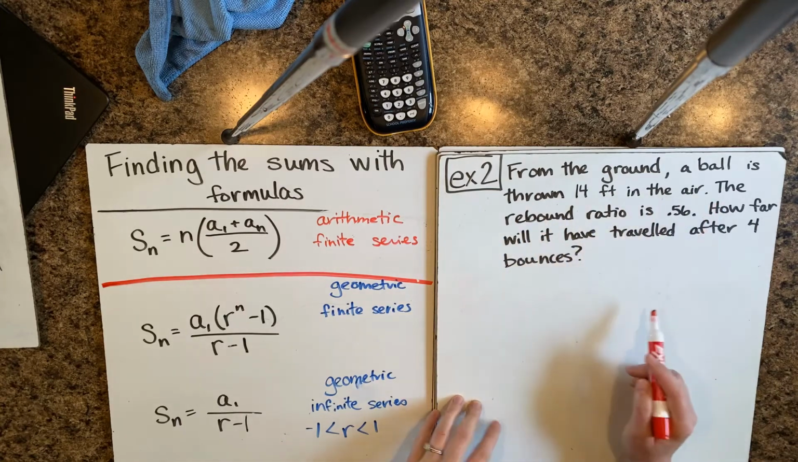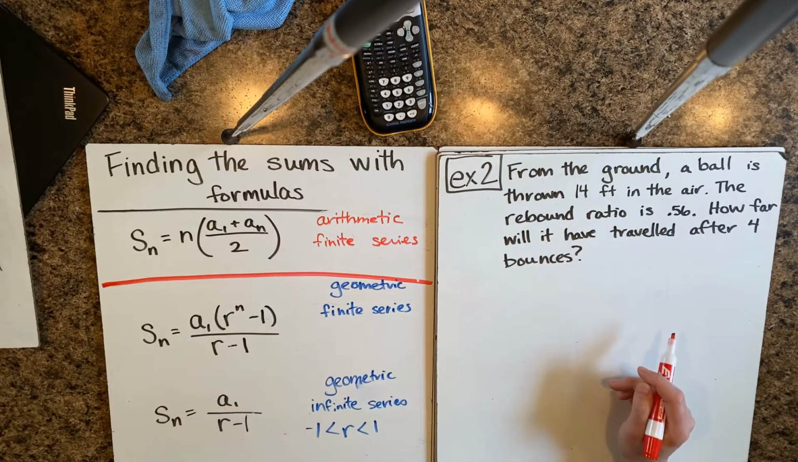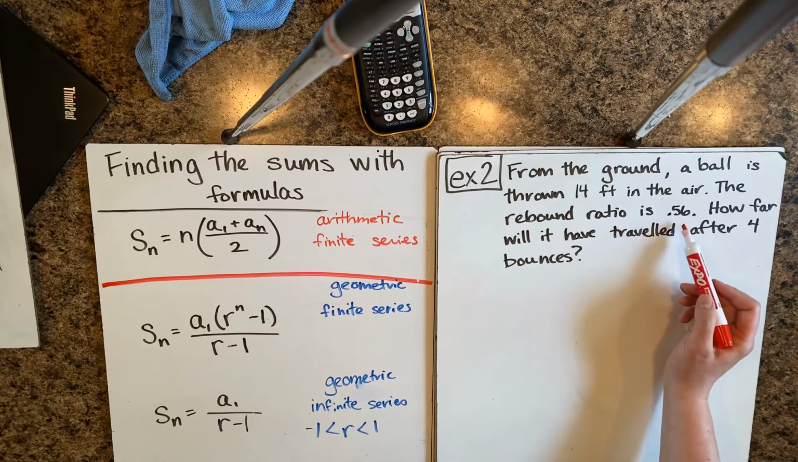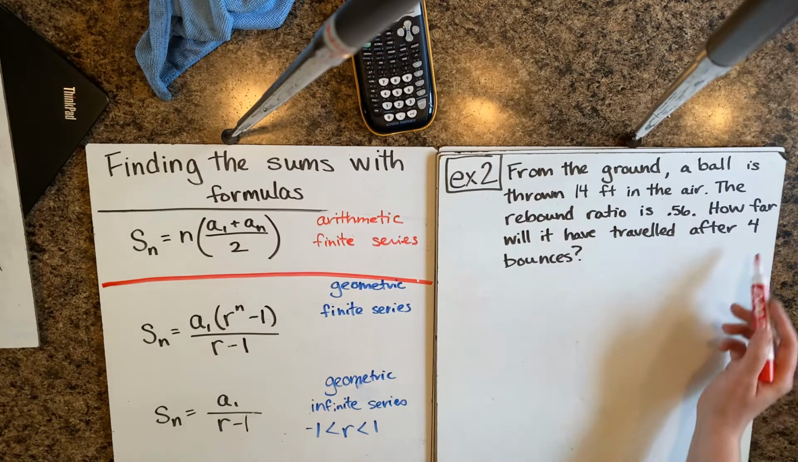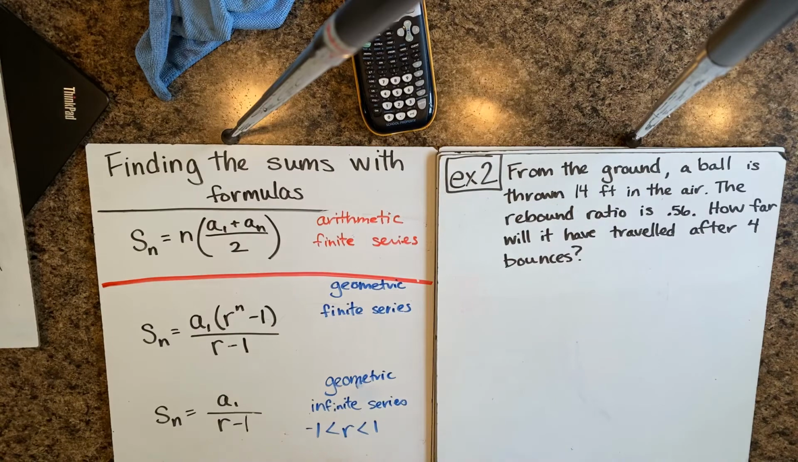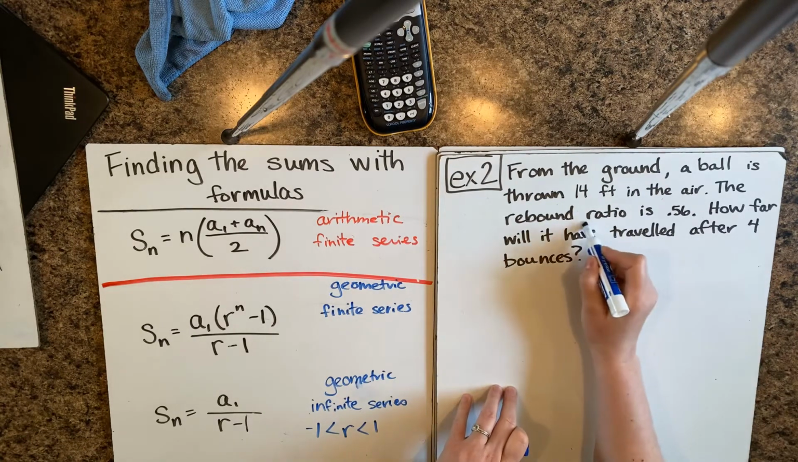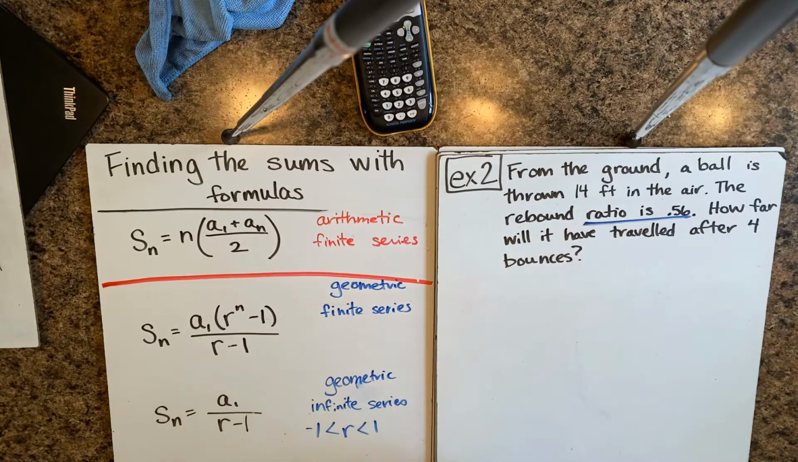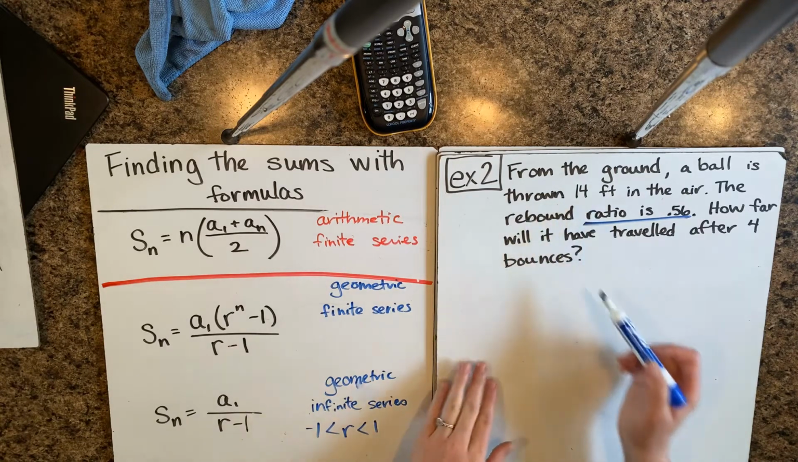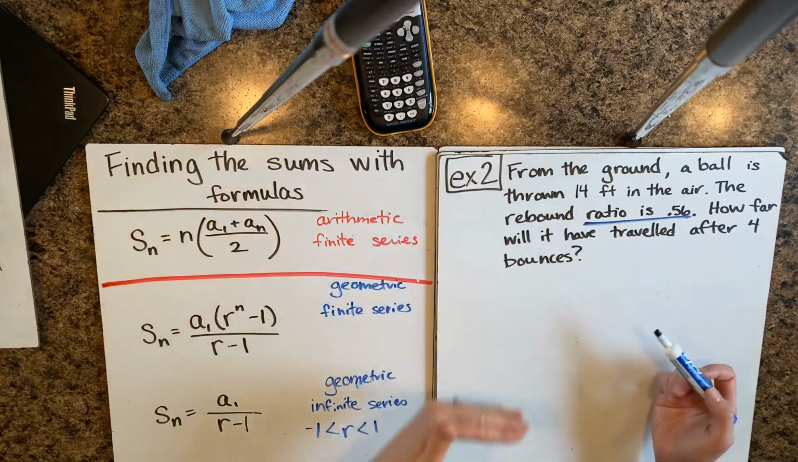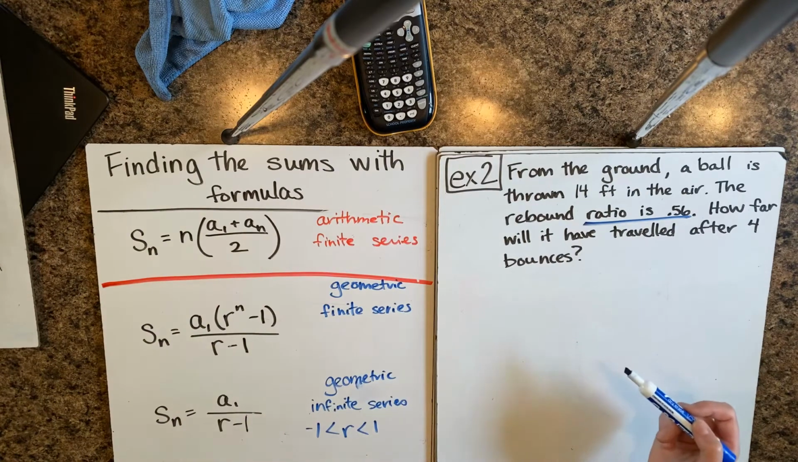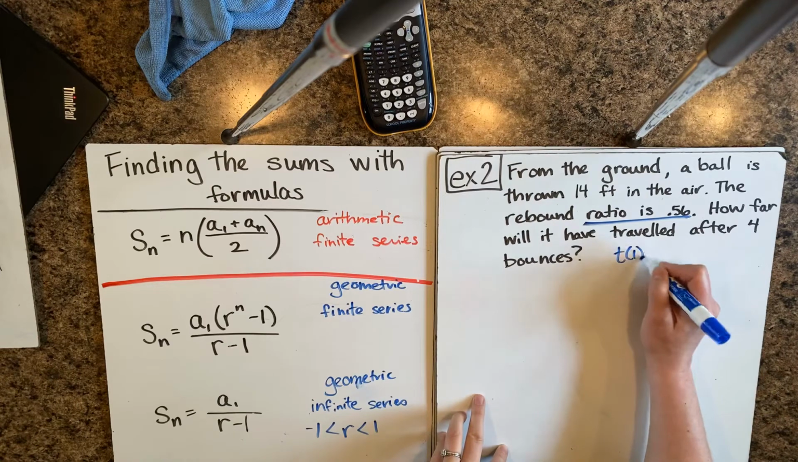So, from the ground, a ball is thrown 14 feet into the air. The rebound ratio is 0.56. How far will it have traveled after 4 bounces? Okay, well, first of all, it's telling me a ratio, and so of course that's going to give me a geometric pattern or an exponential pattern. Remember, when I throw the ball up into the air 14 feet, it has to come back down, so that's going to be a total of 28 feet. So 28 feet is really my first term here.